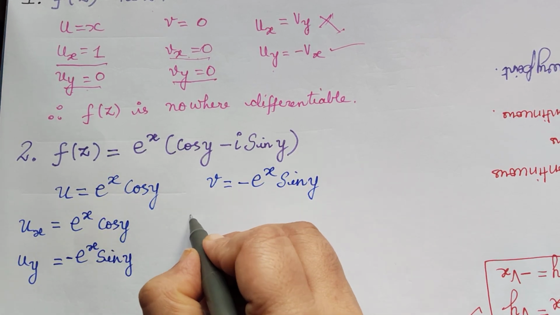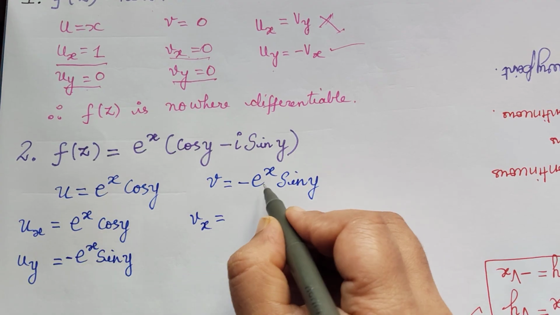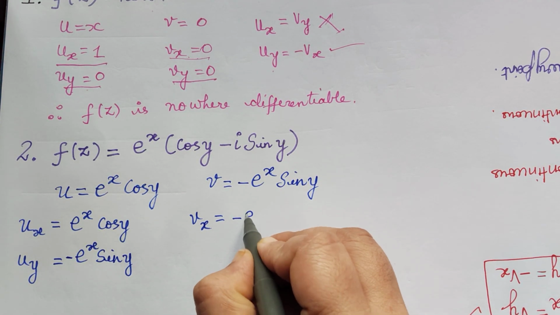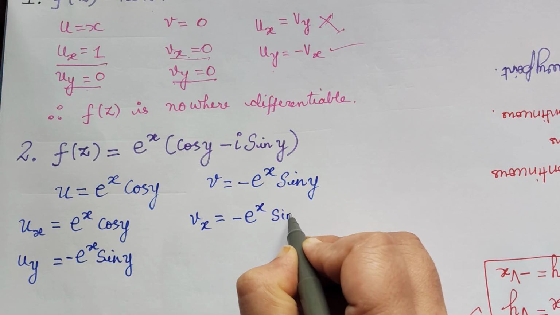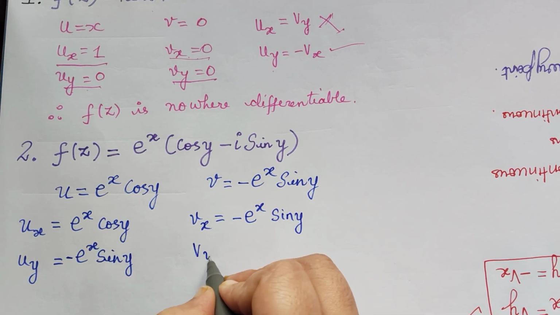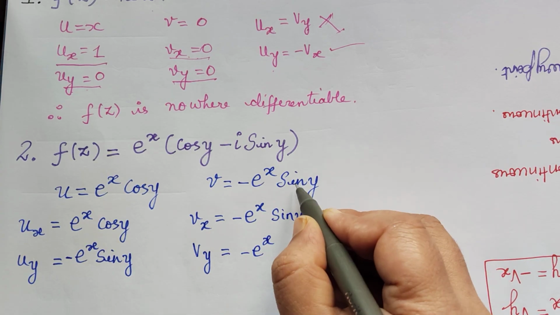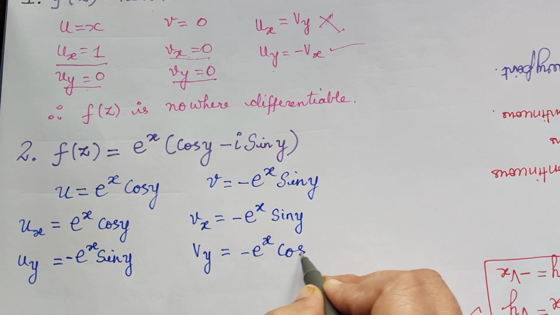And here vx is equal to, differentiation of e power x is e power x only. So minus e power x sin y. And then vy is equal to minus e power x comes as it is. Differentiation of sin y is cos y.